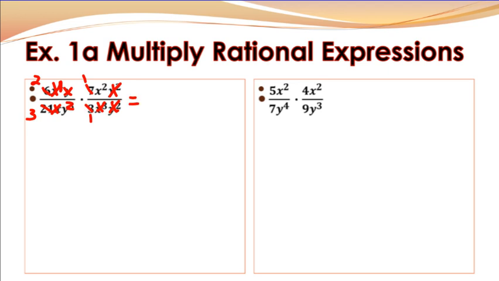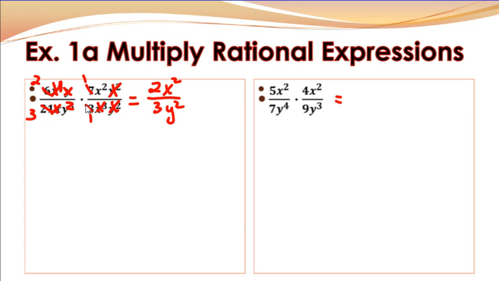And then I can just now multiply across. So 2 times x squared is 2x squared. In the denominator, I have 3 times y squared, which is 3y squared. And so I would be left with an answer of 2x squared over 3y squared. So that was one method. The other method I'll do with this, the second example here, where I will just multiply across and then simplify.